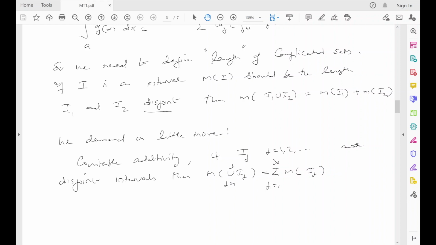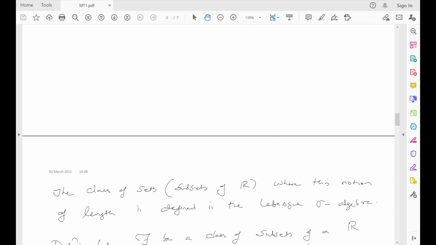So countable additivity is, if I have Ij disjoint intervals, as of now we are still sticking to intervals, then I want the additive property to extend to the union of countably many disjoint intervals. Okay, so m of union Ij should be the summation of m(Ij). That is called the countable additivity property, and that is a very important property of a measure. So this is what you mean by a countably additive measure, and that is what helps in dealing with limits of integrals. Okay, we will see that.